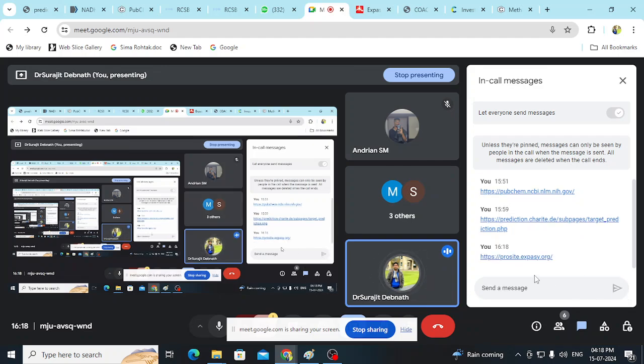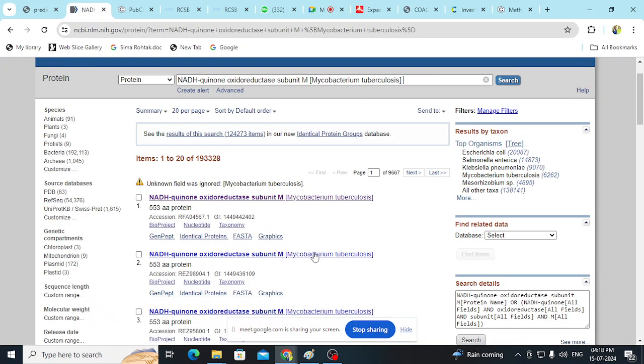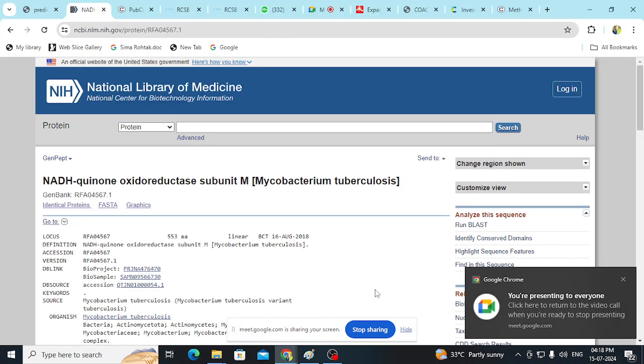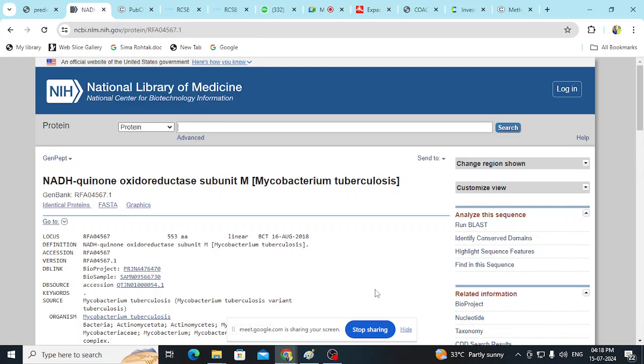So you did a primary research. You found that this is a protein in Mycobacterium tuberculosis which is responsible for its virulence. The protein is NADH quinone oxidoreductase. Now why is it important? Because this enzyme will oxidize all the quinone derivatives, among which many antibiotics are also there, and therefore make them unusable.